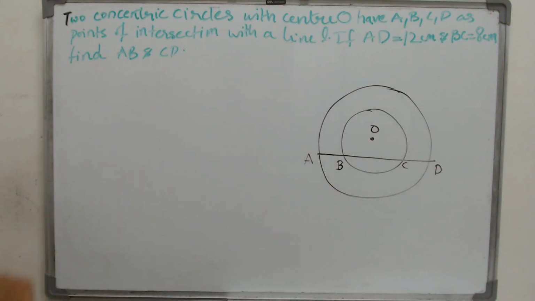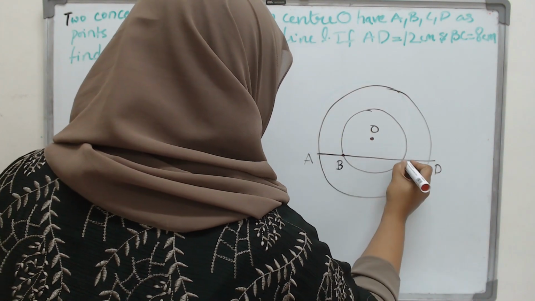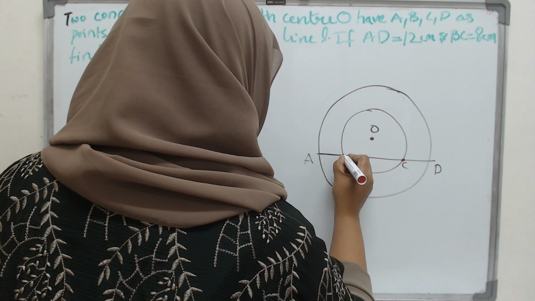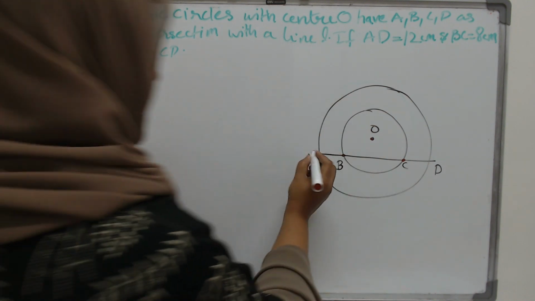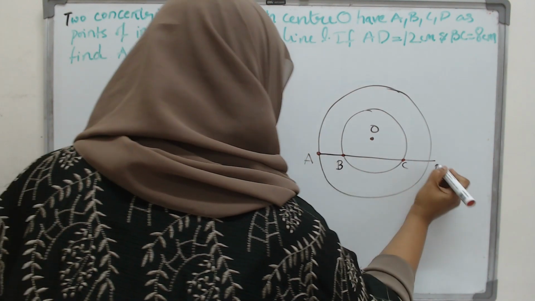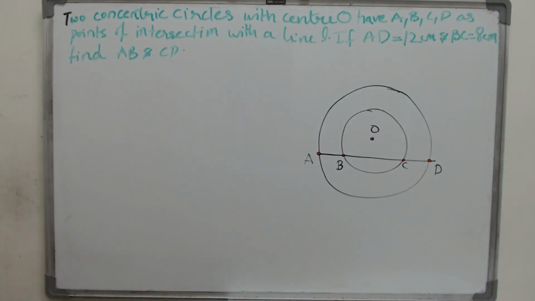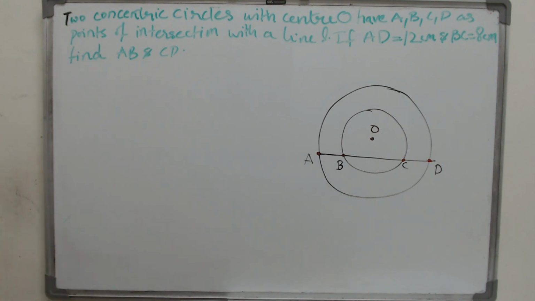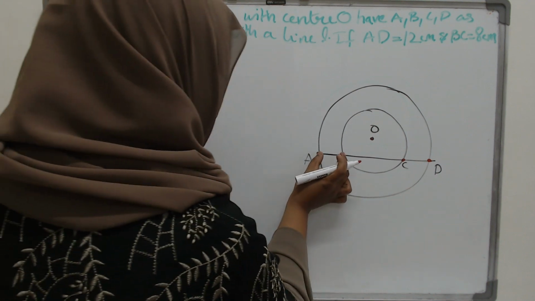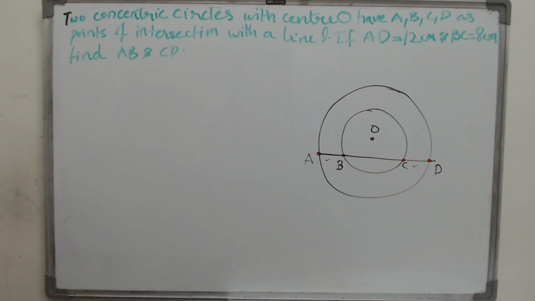Now you have two chords. One chord is BC. You see here, its points lie on the smaller circle. So BC is a chord belonging to the smaller circle. Look at the bigger chord AD. You see where the points are lying? It is lying on the circumference. So AD belongs to the bigger circle. It is a chord of the bigger circle. Now what do we have to find? We have to find this distance AB and CD.